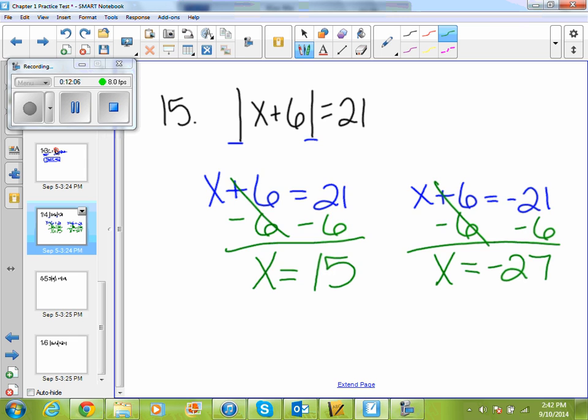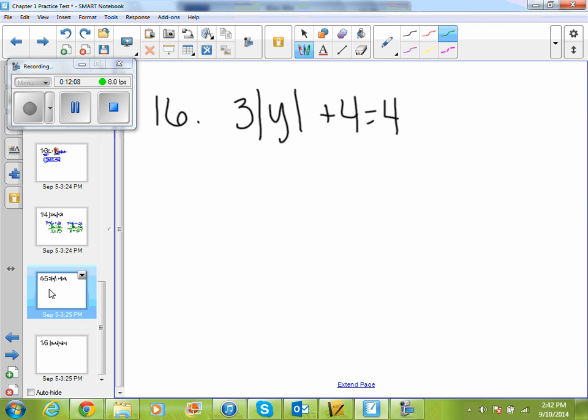Okay, so let's do another one. I look at 16. I have 3 times the absolute value of y plus 4 equals 4. I'm working to get my absolute value expression by itself. So what do I need to get rid of first? The plus 4. So how do I get rid of a plus 4? Minus 4. Bring my 3 times the absolute value of y straight down. What's 4 minus 4?